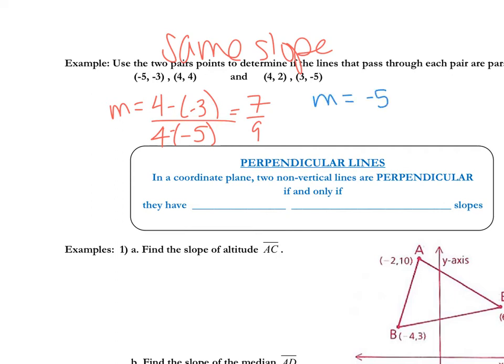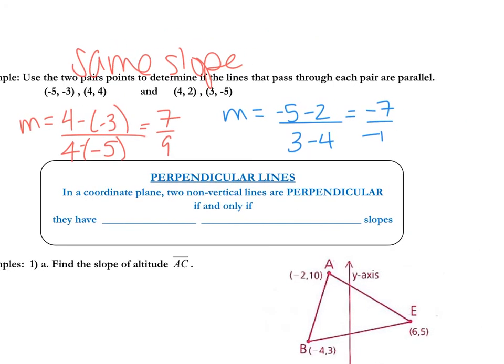So -5 minus 2 over 3 minus 4, so -7 over -1, which gives me 7. So these would not be considered parallel because they do not have the same slope. In order for lines to be parallel, we need the same slope, the same rise over the same run.